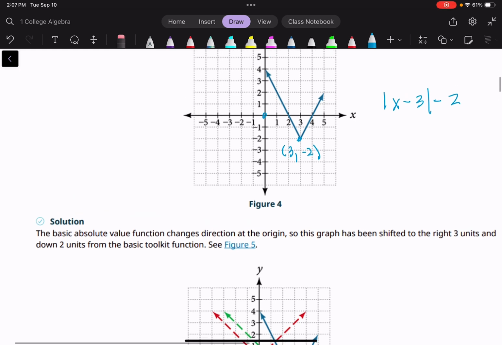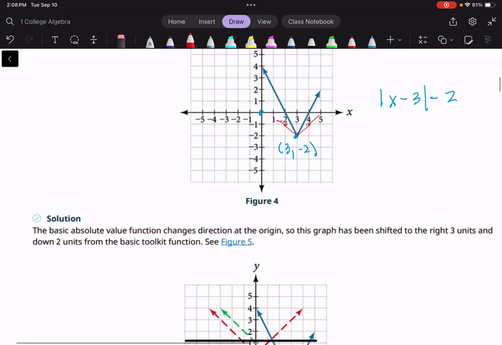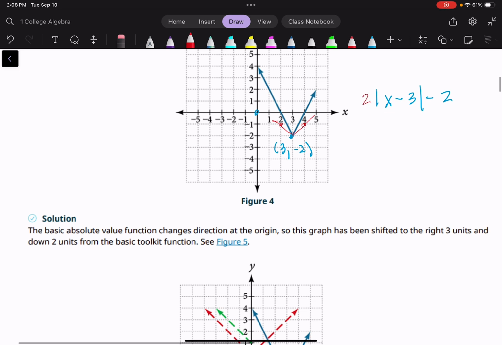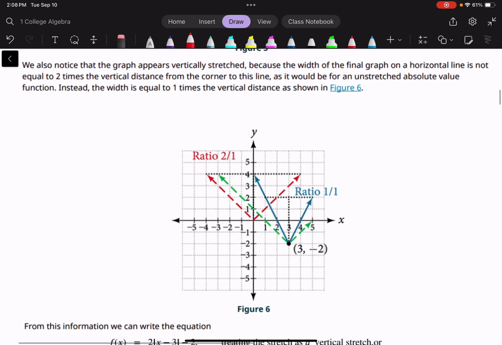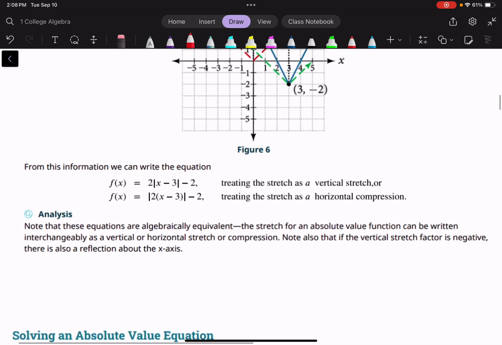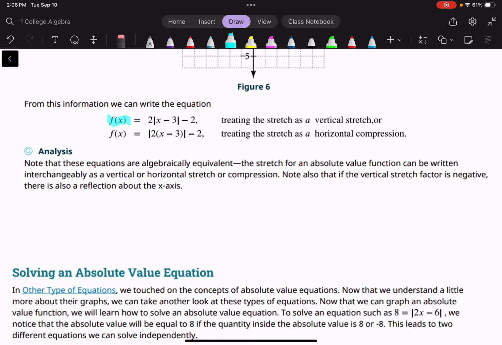normally the absolute value function would be like this, right? So over 1, up 1. But it isn't. It's actually going over 1, up 2. And so that indicates a vertical stretch by a factor of 2. So we're going to put this out front. And that's going to give us the equation that we just wrote right there. You're welcome to go back and read this.